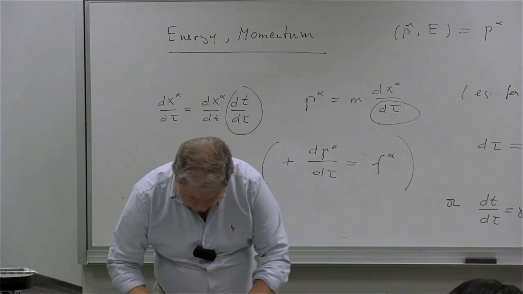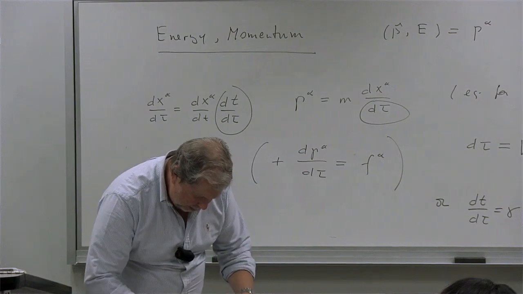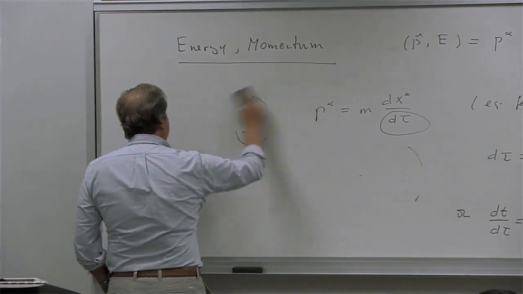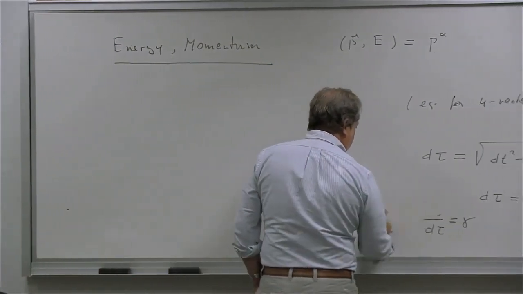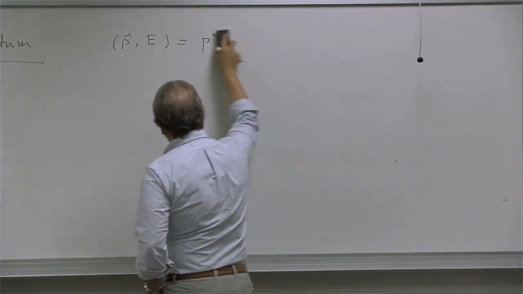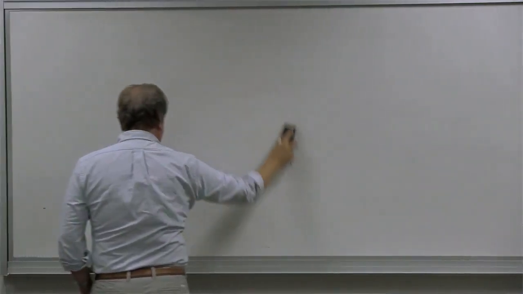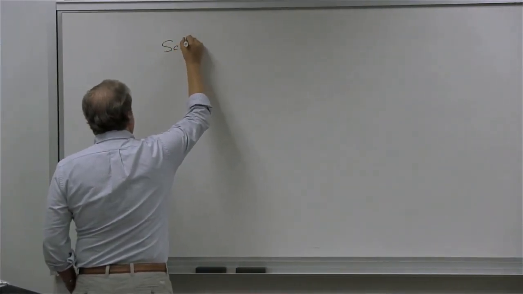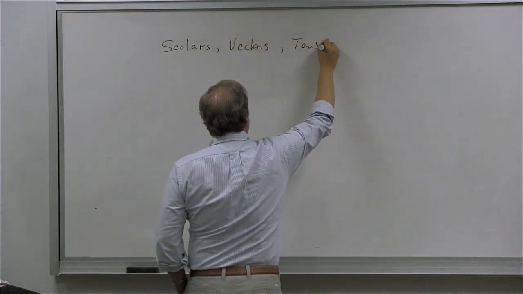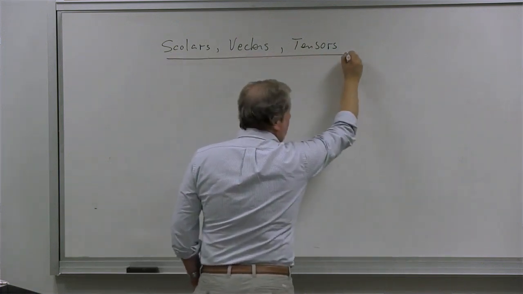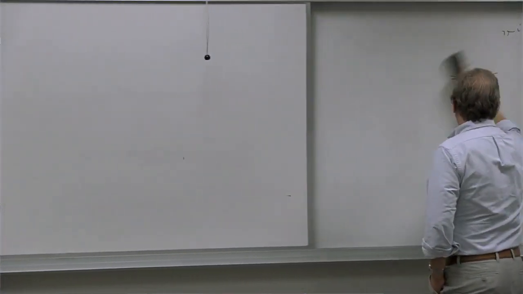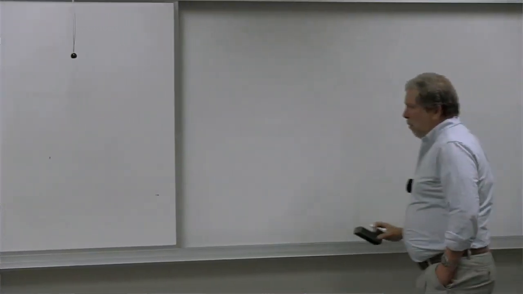So let's continue with the formal development, because that is going to be very useful and important when we move on to the theory of general relativity. So let's talk a little bit about scalars, vectors, and tensors. And this is all in 4 dimensions, so all the indices we're going to have now are going to run from 1 to 4 or 0 to 3.